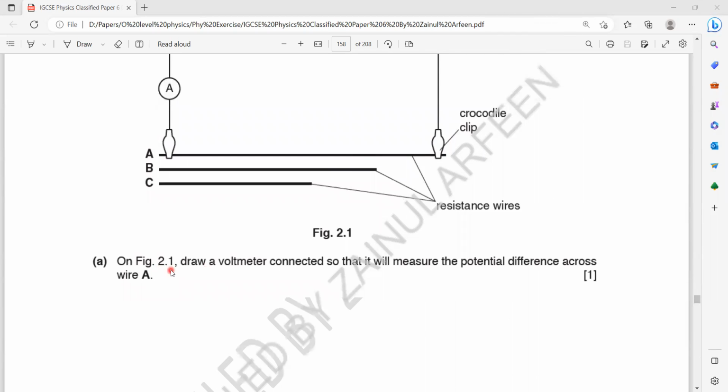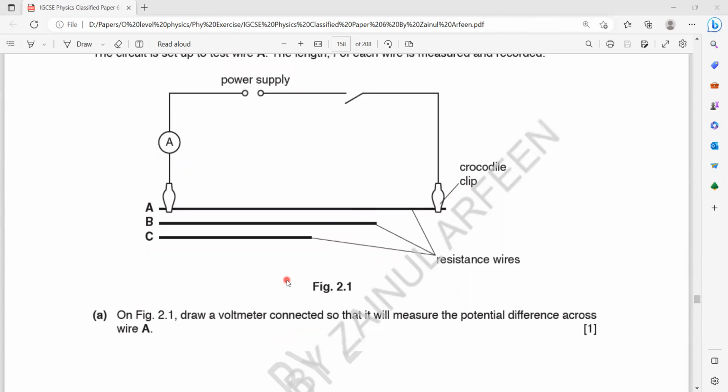On figure 2.1, draw a voltmeter connected so that it can measure the potential across A. If I want to measure the voltage across A, how should I connect a voltmeter? You can use screen annotation for that. How should a voltmeter be connected to measure the voltage across A?